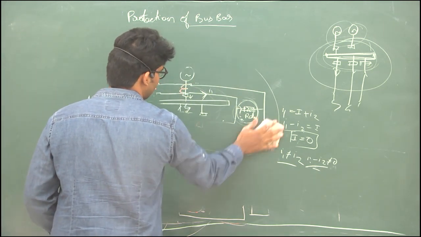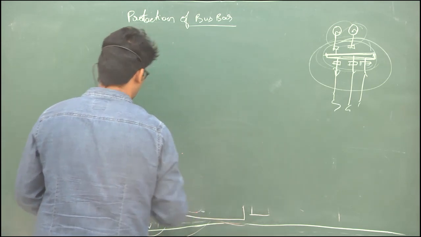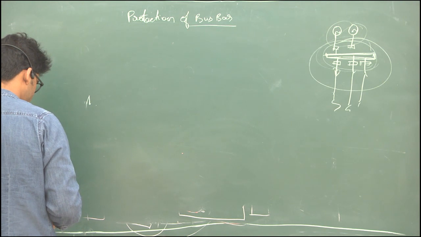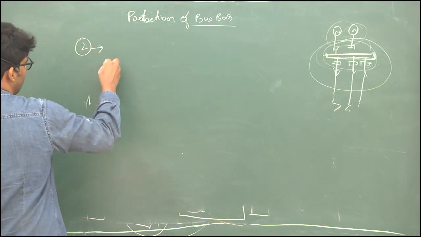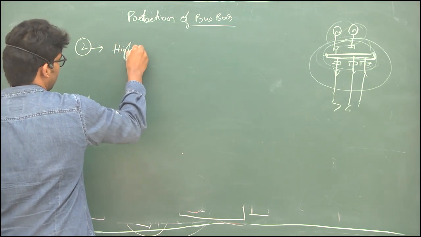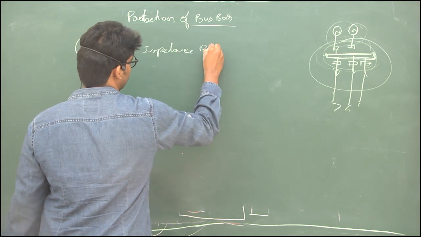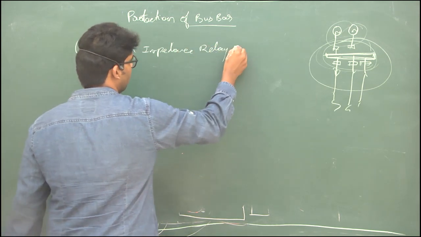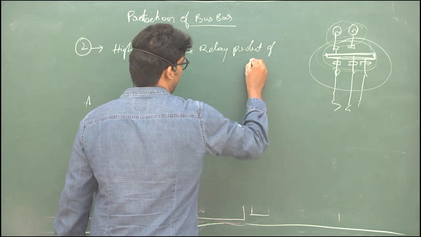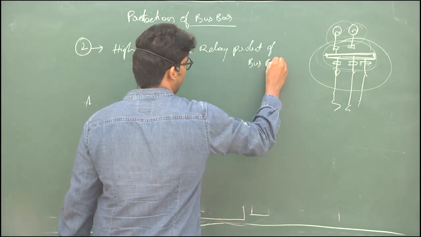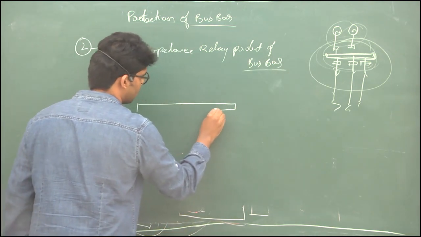In the high impedance relay, the configuration will be somewhat different, and some special care is taken. That is the high impedance relay protection of the bus bar. Okay, so what is the configuration we use? What is the circuit we use?